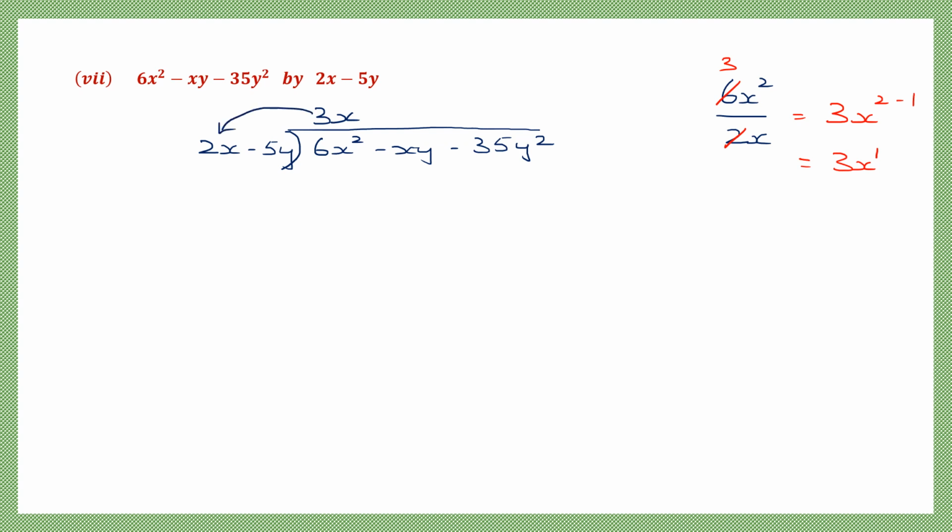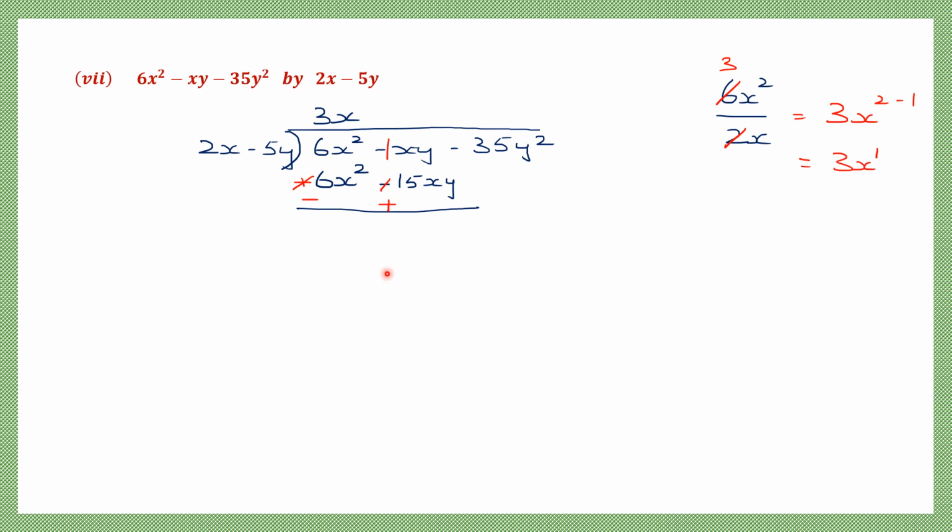3 twos are 6. x into x is x to the power of 2. Now multiply 3x into −5y. So plus into minus is minus. 3 fives are 15. x into y is xy. Now we subtract. So plus becomes minus. Minus becomes plus. So here we have 1.